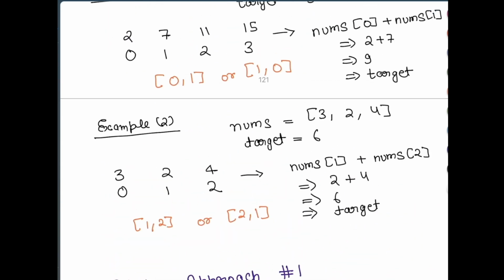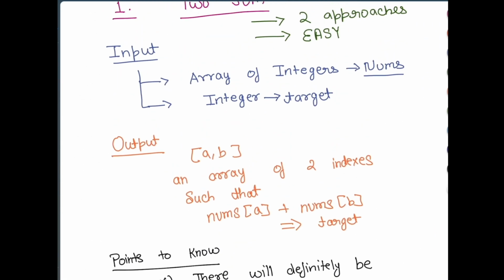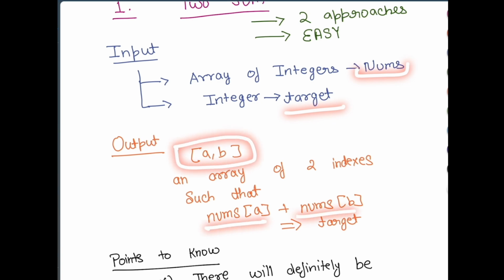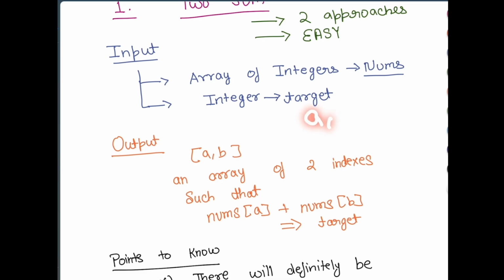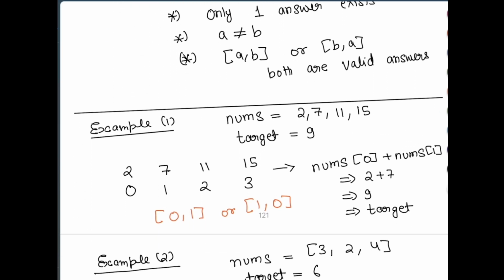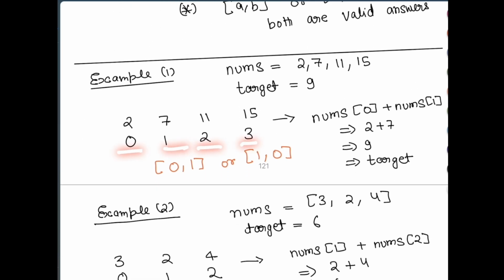Now try to understand what you need to find out. You are given an array nums and a target, and you need to find a pair of indexes such that nums of A and nums of B, when added, equal the target. So you need to find the different pairs of indexes which are possible. Let us say the indexes are 0, 1, 2, 3. Then the different pairs are 0, 1, then 0, 2, then 0, 3, and after that 1, 2, then 1, 3, and then 2, 3.